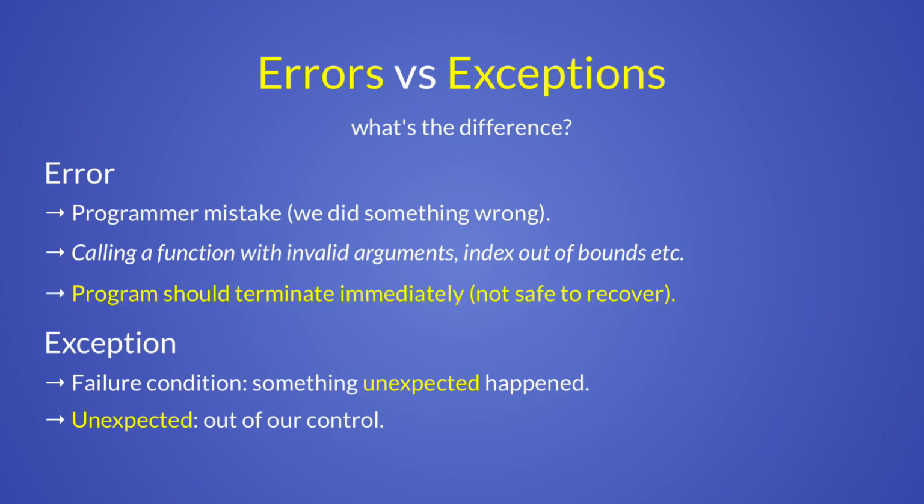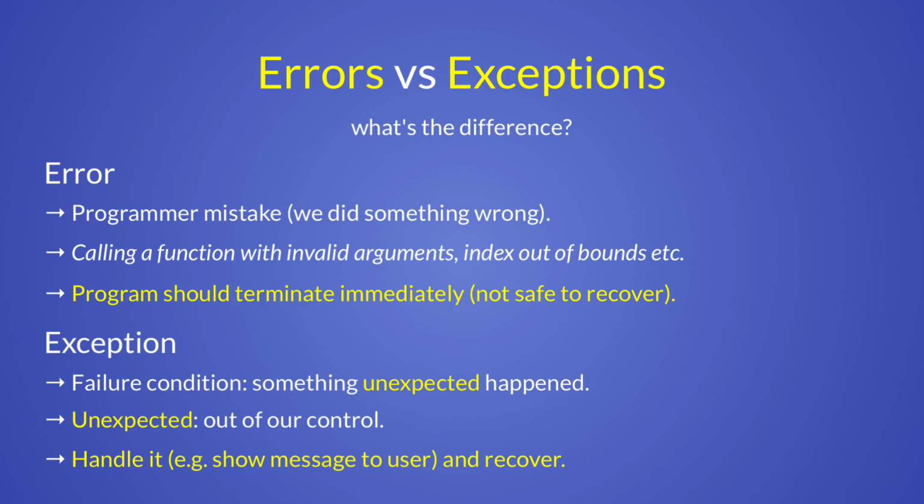Quite often, when an error occurs, our program should terminate immediately because it is not safe to recover from it. On the other hand, when an exception occurs, we should catch it and present a human-readable message to let the user know that something went wrong. And when an exception happens, our program or app should be able to resume normally.